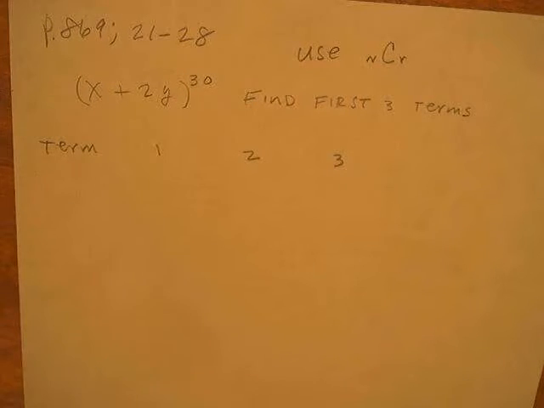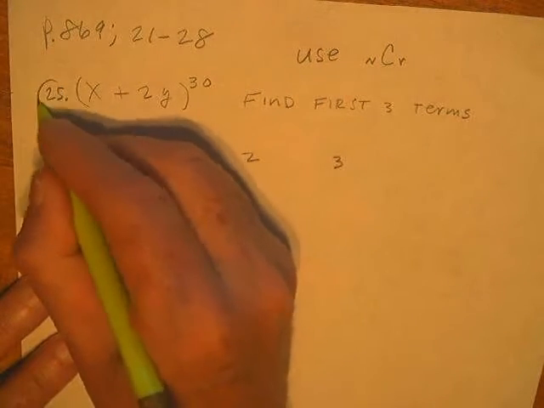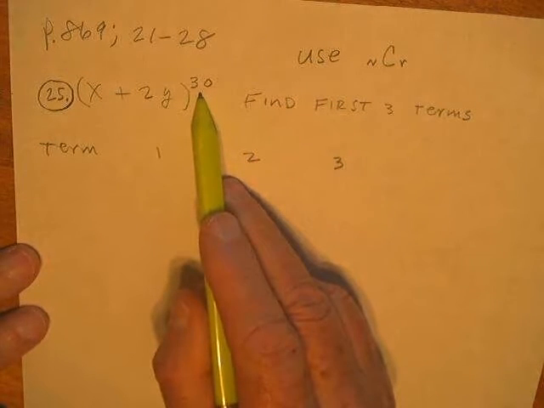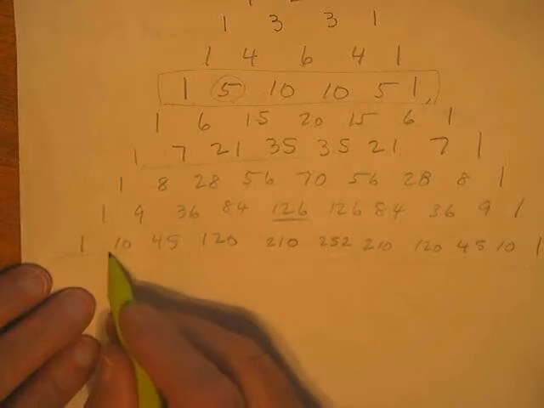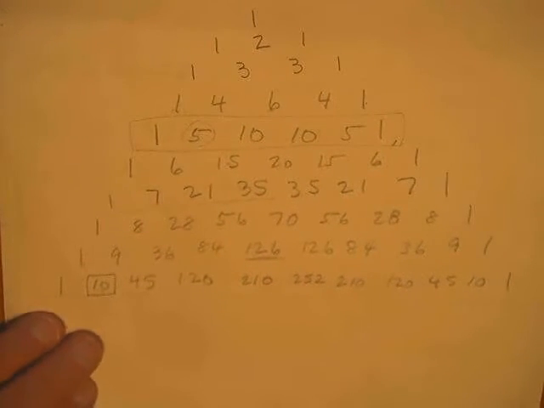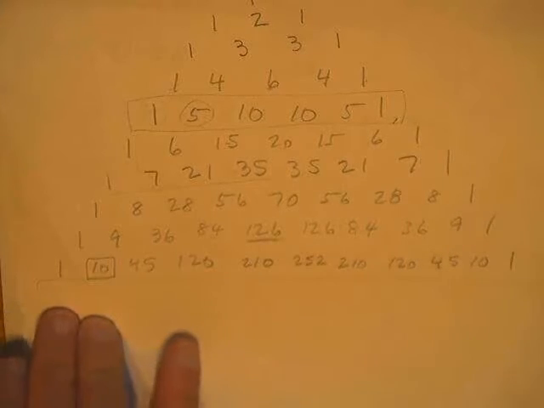Okay, so here we go on one that's actually a little challenging. This is number 25. What's challenging is I've got the 30th row of Pascal's triangle. Well, unfortunately, my Pascal's triangle only goes to the 10th row. So you definitely don't want to write this thing out to the 30th row. It would be crazy to do that.